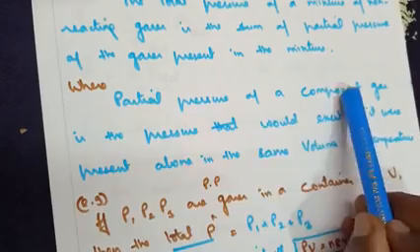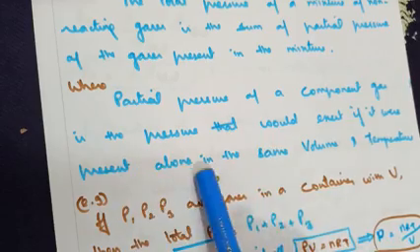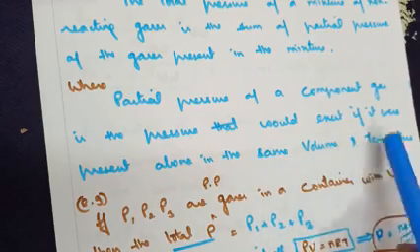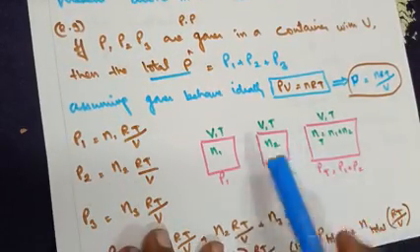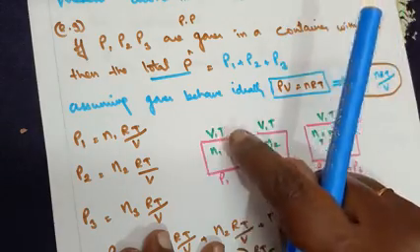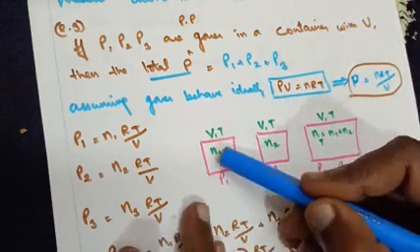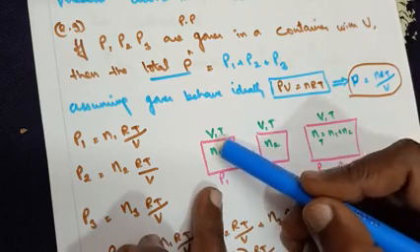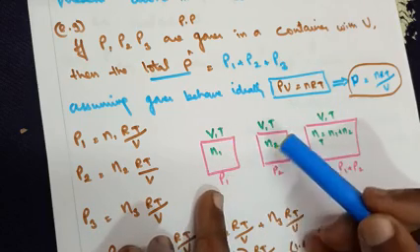Partial pressure of a component gas is the pressure that it would exert if it were present alone in the same volume and temperature. You needn't break your head with this statement. You only remember this diagram where the two different containers have the same volume and temperature, but here one type of gaseous molecule is represented as N1. So N1 gives out P1 pressure.